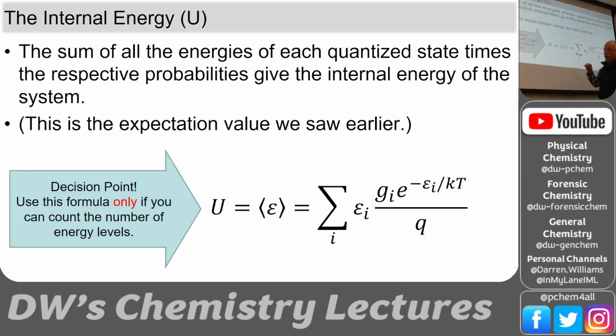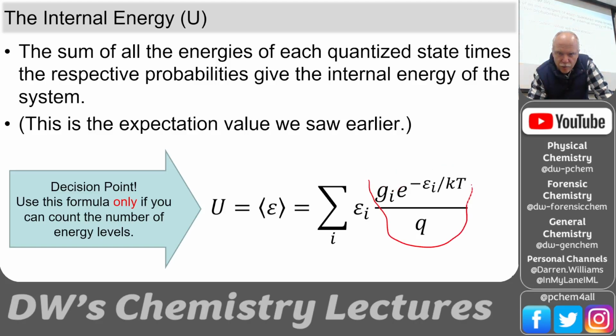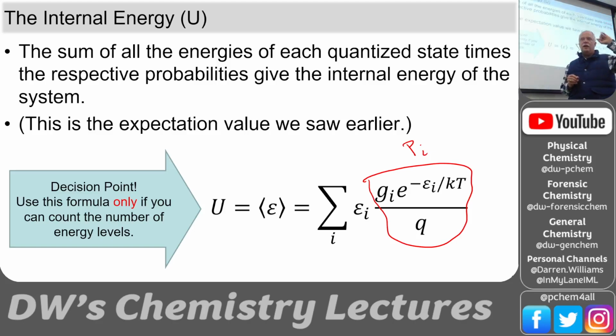Now this piece right here is the probability of being in state i. So all we have in terms of our calculation of energy is what's called the expectation value. You take the probability of being in each energy level times the value function.